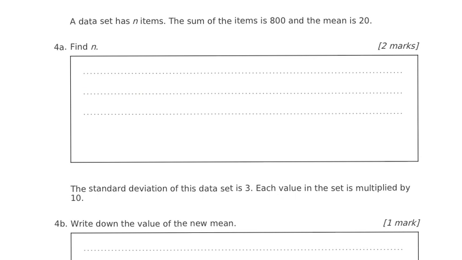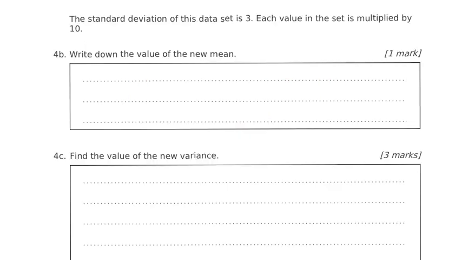Question 4. A data set with n items. The sum of the items is 800 and the mean is 20. For A, find n. Well, we know that the mean is equal to the sum of the items divided by the number of items. So we get 800 over n is equal to 20. Therefore, n is equal to 800 divided by 20. So n is equal to 40.